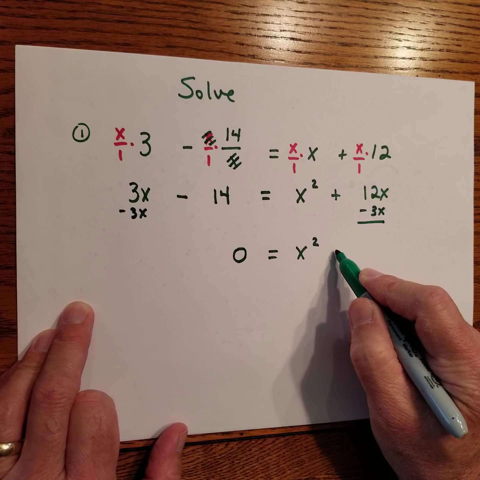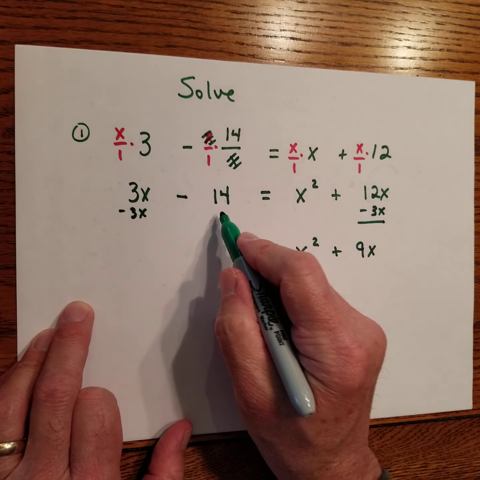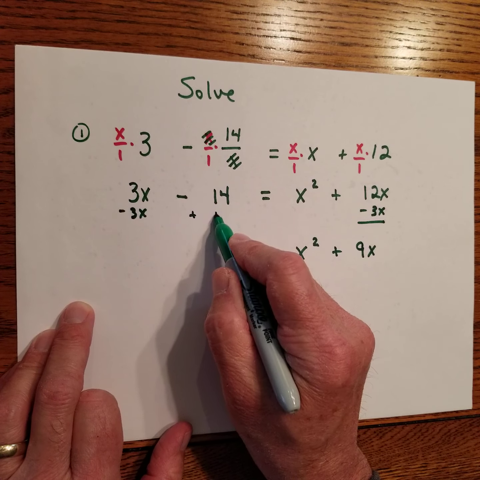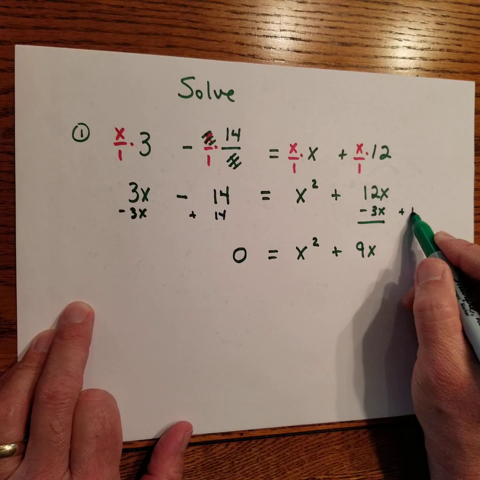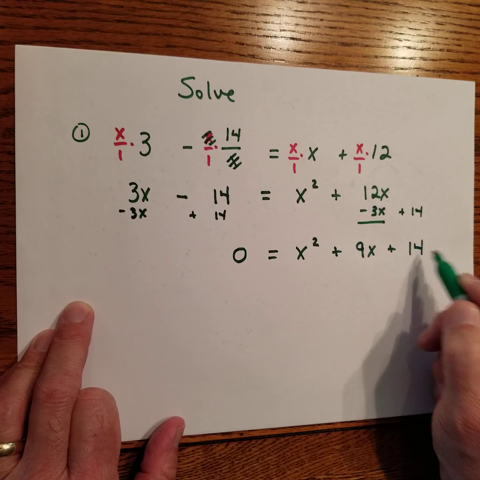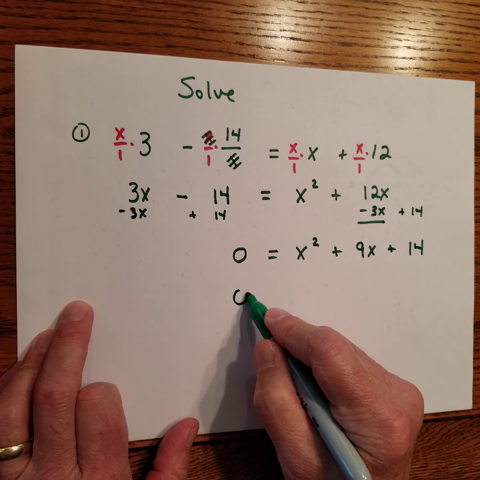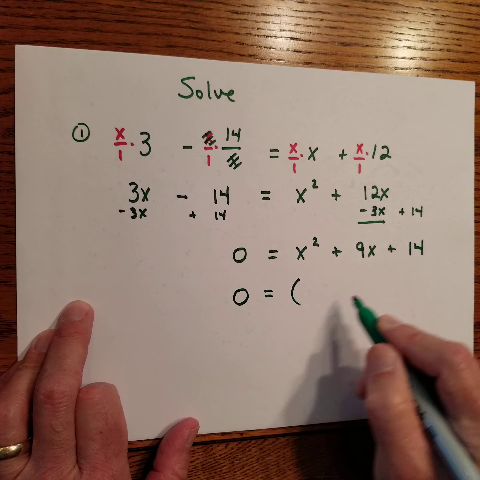Let's get rid of this 3x by subtracting 3x from both sides. 12x minus 3x is 9x. Let's get rid of this minus 14 by adding 14 to both sides. Of course, there's nothing to add the 14 to, so it's just 14. Now we'll hope that this factors. Let's see if it does.